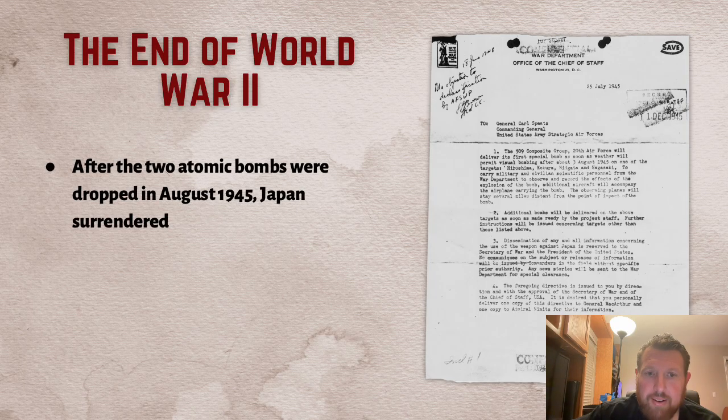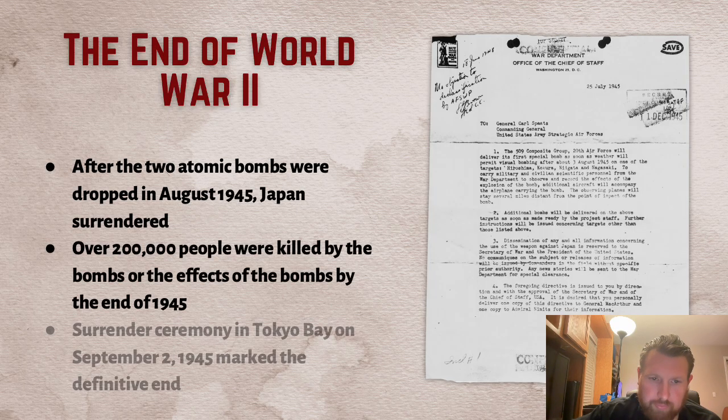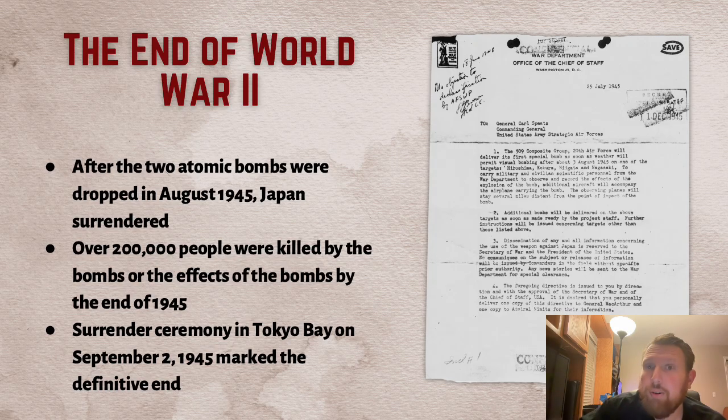All right, so the end of World War II. During World War II, the U.S. dropped those two atomic bombs, making the first and only use of nuclear weapons in armed conflict. The first bomb was nicknamed Little Boy and was dropped on Hiroshima on August 6, 1945, and the second, known as Fat Man, on Nagasaki 3 days later on August 9th.